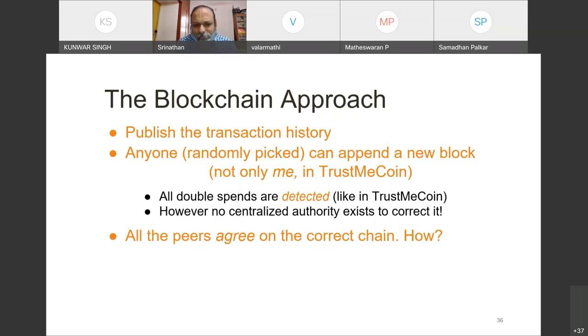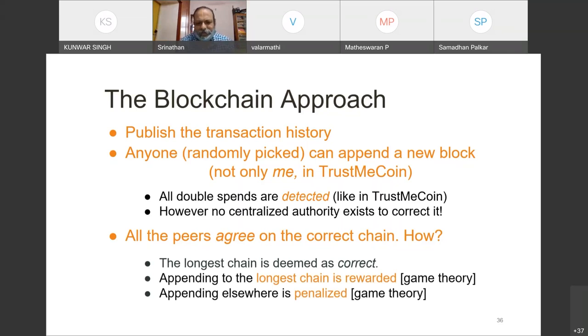Of course, you can run a Byzantine agreement protocol in a closed system if you know who all the peers are. In an open system where you do not even know who all the peers are, how do you make all the peers agree on the correct chain? So the idea is the following. Get the following points right with game theory, and we get the understanding of what is the blockchain approach. How do you know what is the correct chain? So the longest chain is just deemed to be correct.